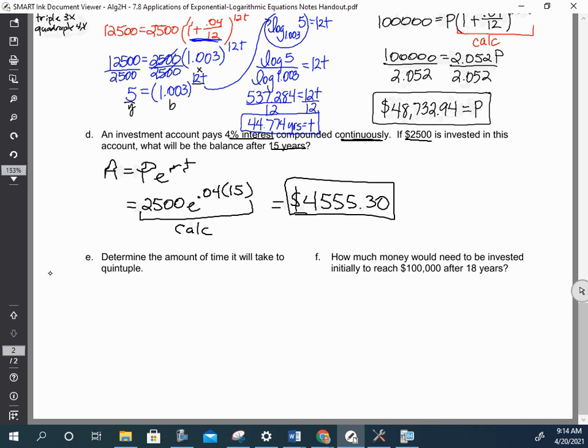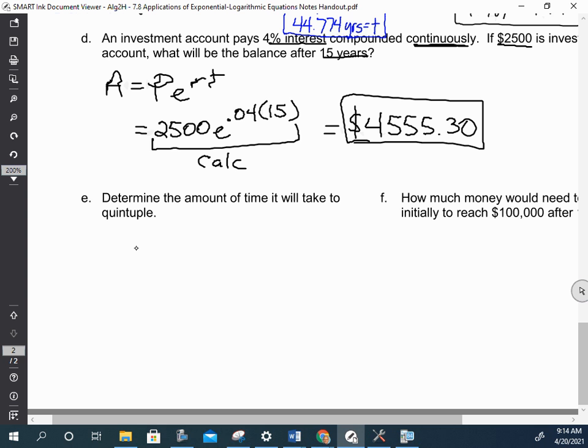All right, so part E was just like part B, except we're now using a different formula. Determine the amount of time it takes to quintuple. So that means we still want $12,500 equals 2,500 E to the 0.04 T. Same type of problem, just with a different formula.